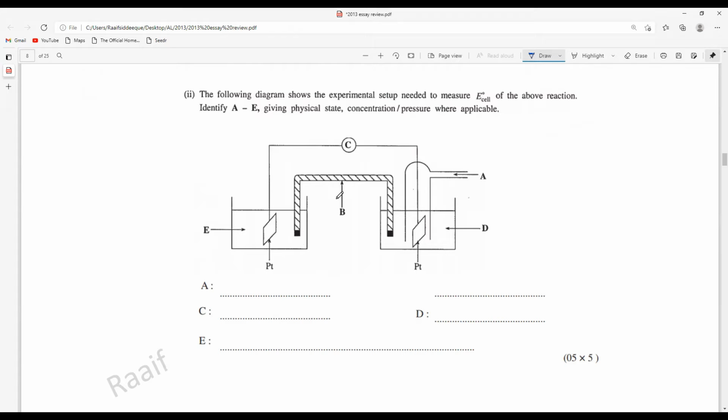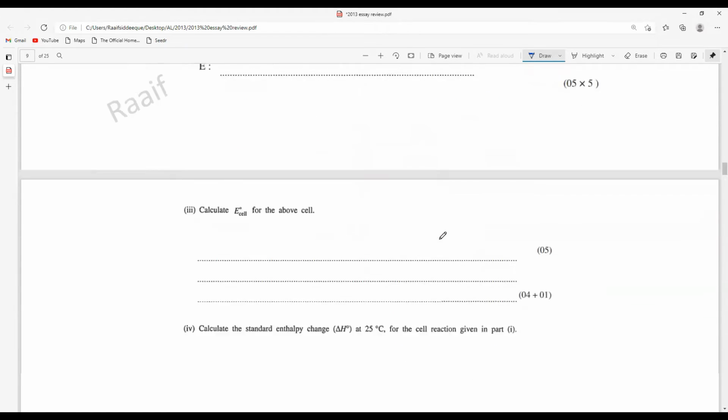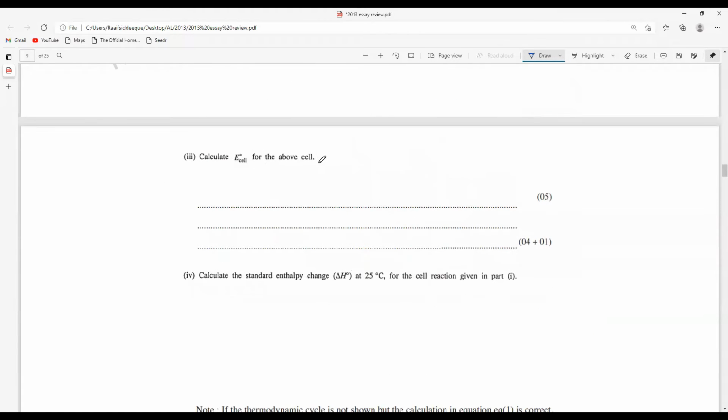B is the salt bridge. And C is the voltmeter or potentiometer or potentiostat. D is Cl- aqueous, concentration 1 M, and E is M2+ and M3+ aqueous, concentration 1 M. So all these I have already drawn here. Okay, so calculate E cell for the above cell.